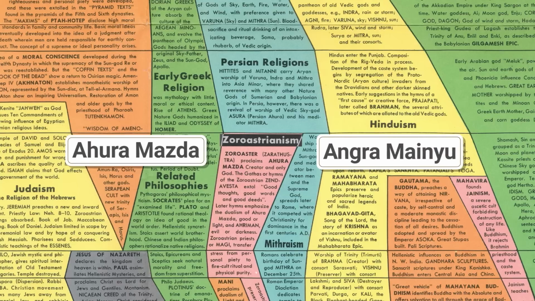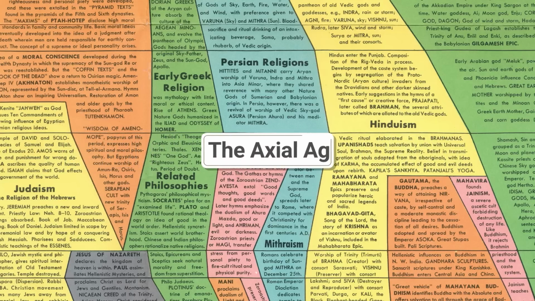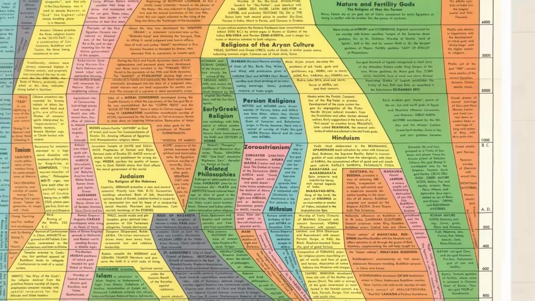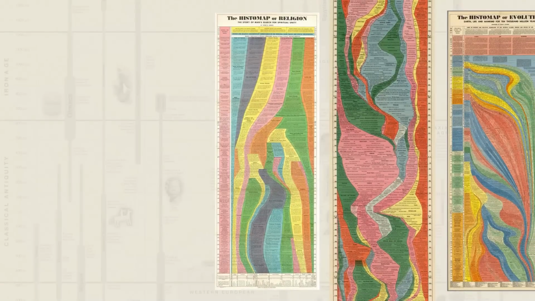But now that we've reached Zoroastrianism, I have to bring up the term the axial age, which doesn't actually appear on this chart. If we zoom out to look at the entire chart, you'll notice that the busiest part of the chart is right in the middle. This is where a bunch of new religions start, thus splitting the chart into 2 parts, the old religions before it and the new religions after it.